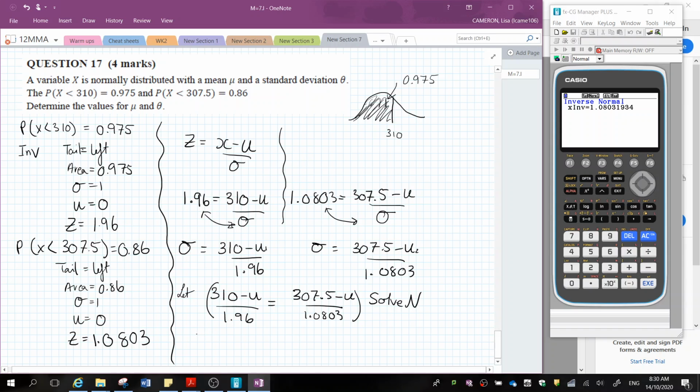So it gives me an answer straight away. Now, I'm not going to put this in the calculator with you because I've already done this and we've done a fair bit of solve n. So the answer you should get for that one is that the mean is equal to 304.43. And then I'm going to put that back into one of these equations to work out standard deviation. So standard deviation, choosing this one, is going to be 310 minus 304.43 divided by 1.96, which is going to give me 2.84 when you put it in the calculator. So there we go. That is my standard deviation and that is my mean.